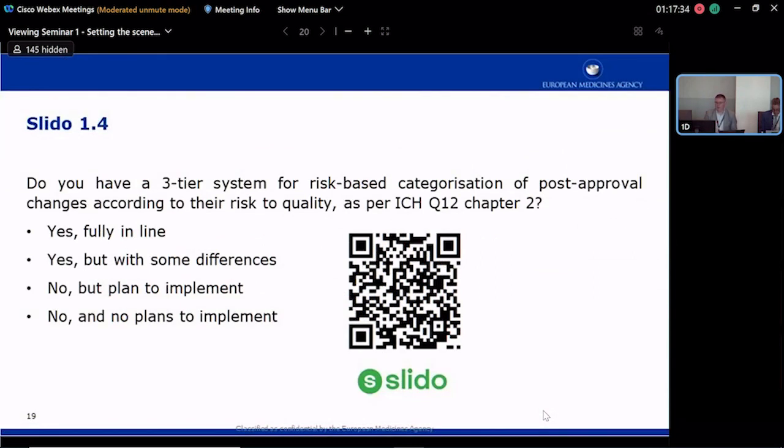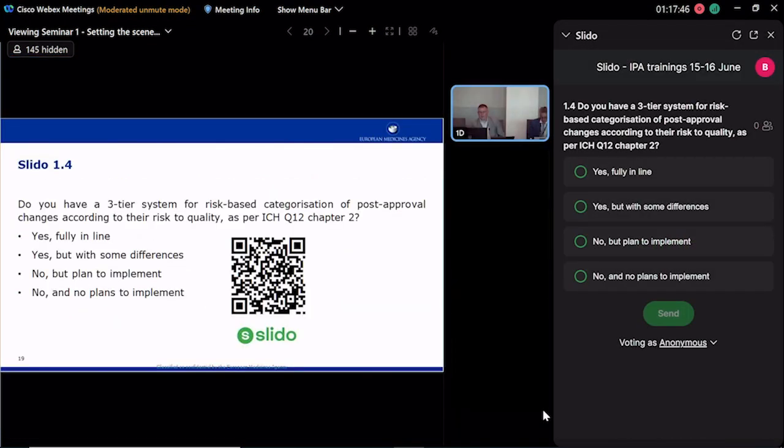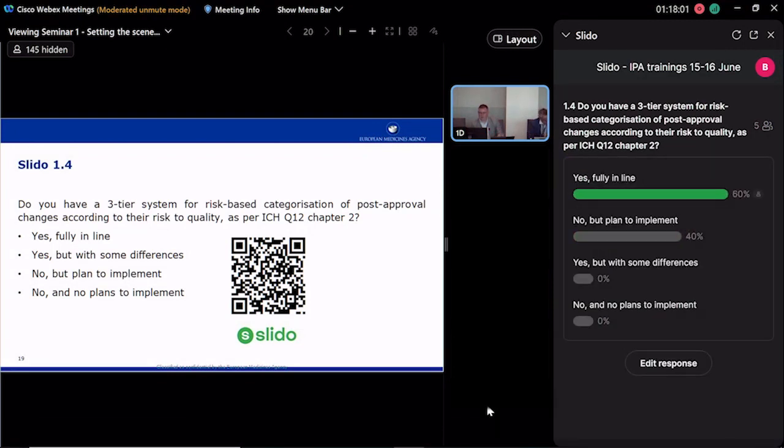So I have another slide on now for you to reflect on what we've talked about in the last 10 minutes. Do you currently have a 3-tiered system for risk-based categorization of post-approval changes according to their risk? So there's a couple of options here. Yes, we have a 3-tiered system fully in line with Q12. Yes, we have a risk-based system, but there are some differences. No, we don't have such a system, but we plan to implement it. Or no, we don't have a system and we don't plan to implement it. So if I could ask you to please tick the box.